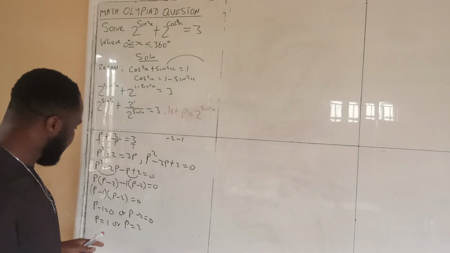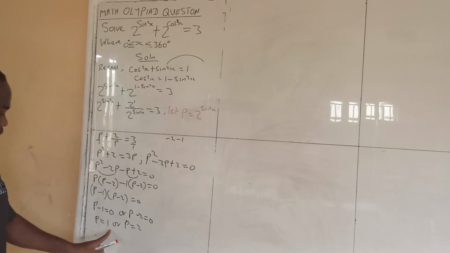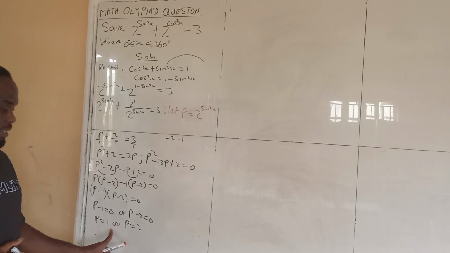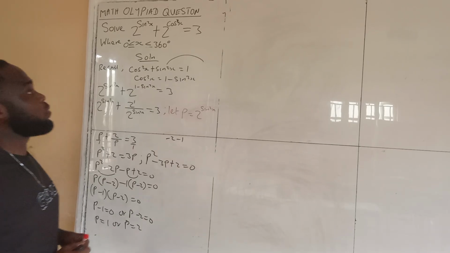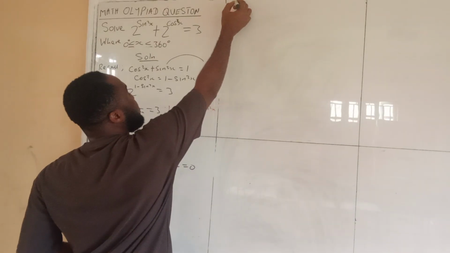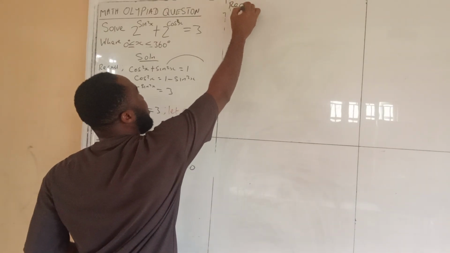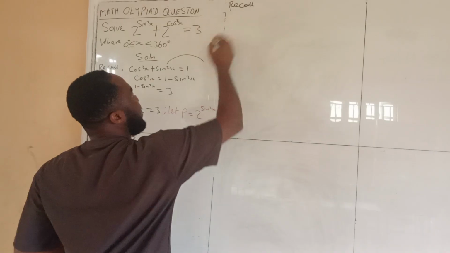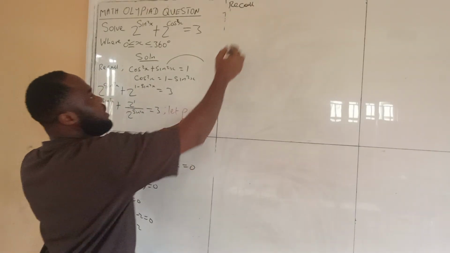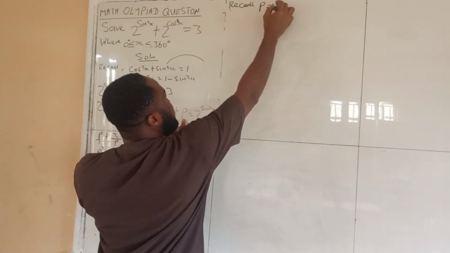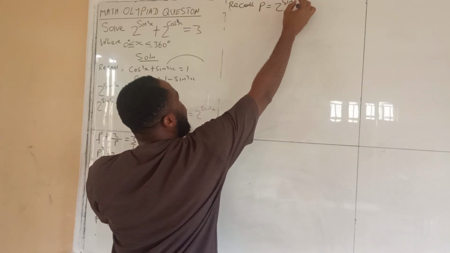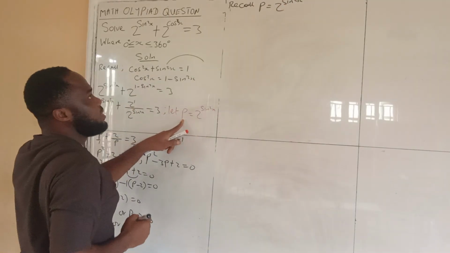Alright, from our last video, we have that P is equal to 1 or 2. So let's solve for x. Recall that we set our P to be 2 raised to the power of sine square x, right?